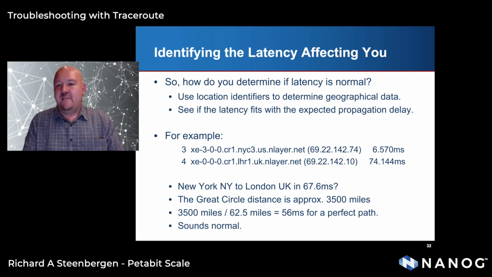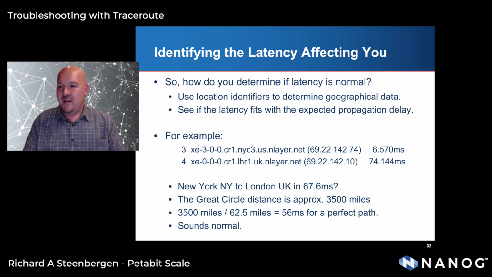Now we need to identify if the latency is affecting us or not. How do you determine if that's normal? Well, we start by looking at the location identifiers. We have some idea of where these things are geographically located, and then we see if it fits the expected profile. Here's an example going from New York City to London. The total time is about 67.6 milliseconds. You can go to any great circle tool, and you can see that if it was a perfectly straight fiber path, it would be about 3,500 miles, which would be about 56 milliseconds if you were absolutely perfect. We're actually running about 67, so that is pretty normal.